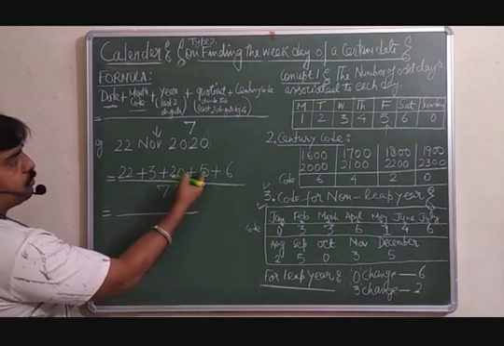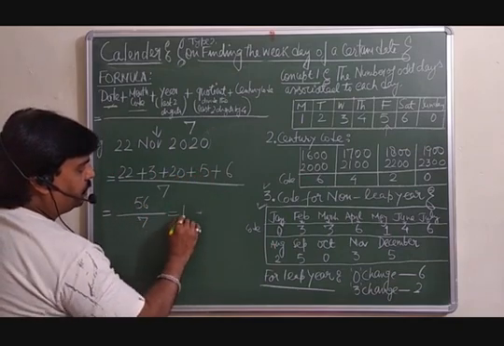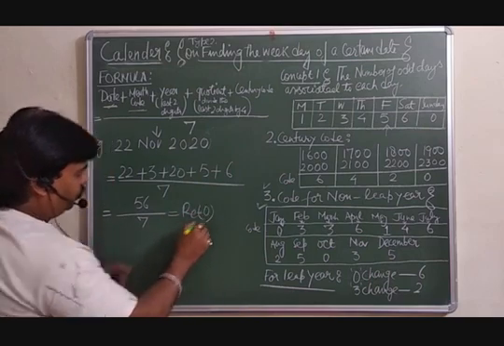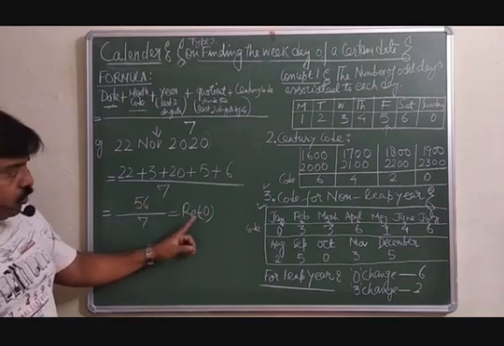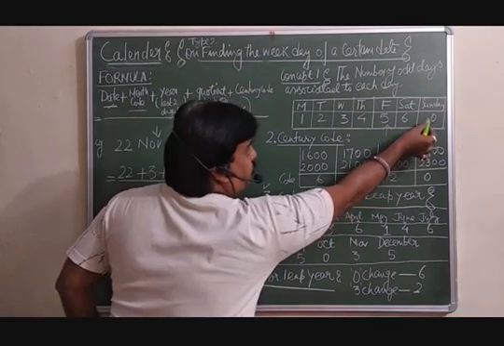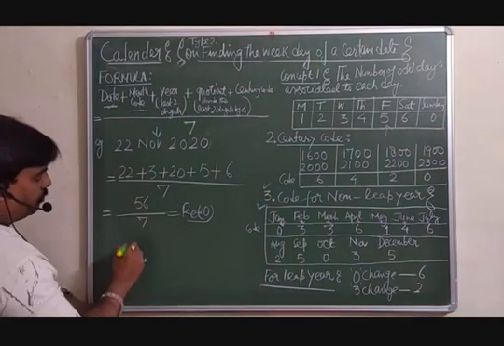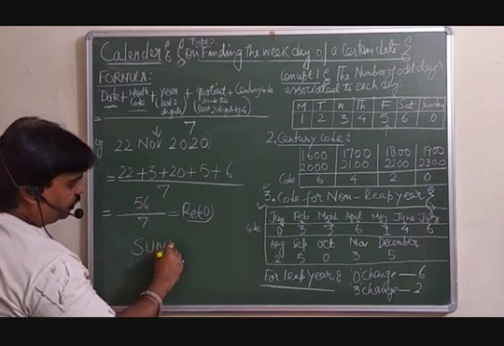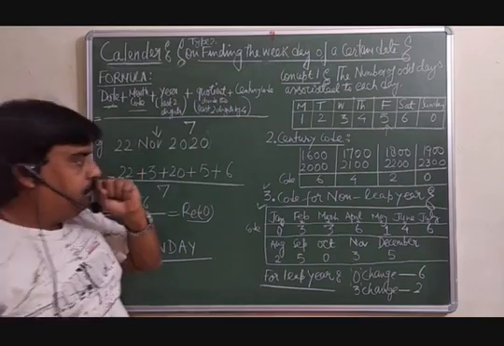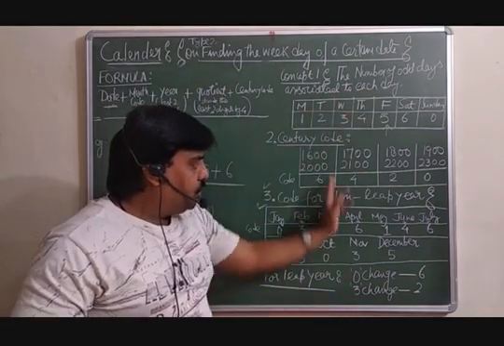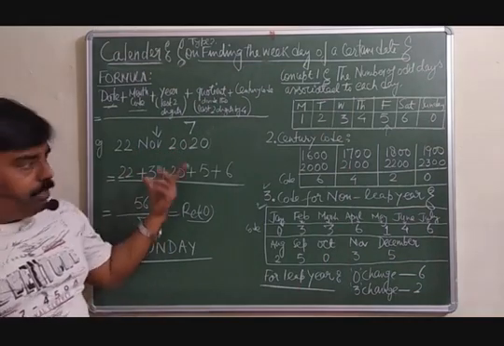This is 25 plus 25, 50 and 56 over 7. So your remainder will be here. Remainder will be 0. 7 8 56 is there. So remainder is 0. So 0 is for Sunday. So it means on the 22nd November it is a Sunday. So if any date is given, by using this formula and keeping in mind this information, you can know the day. Similarly, one more question we will take.